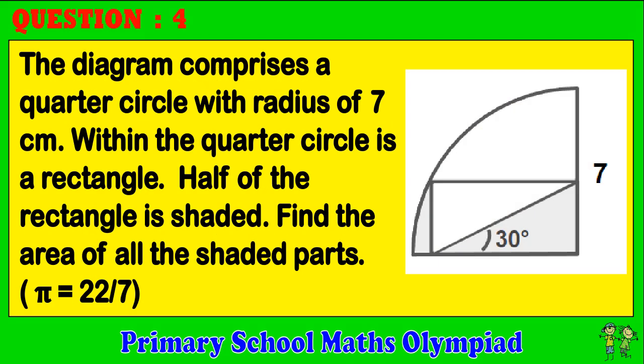Question 4. The diagram comprises a quarter circle with a radius of 7 centimeters. Within the quarter circle is a rectangle. Half of the rectangle is shaded. Find the area of all the shaded parts. Pi equals 22/7.